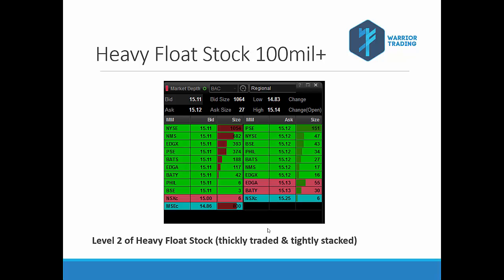And here, this is the level 2 of Bank of America. The Bank of America float is over my 100 million max threshold. In fact, it's 10 billion shares.